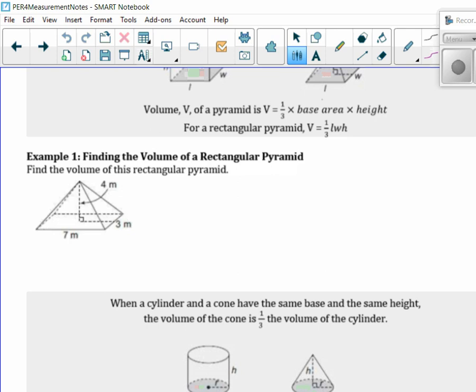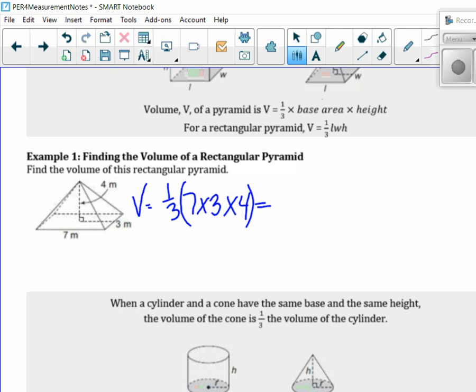So notice that in the pyramid, I need to have the height at 90 degrees to the base. It's not the slant height. It's the actual height of the pyramid. So the base area is 7 times 3, and then the height is 4. So the volume is 1/3 that. Yes?